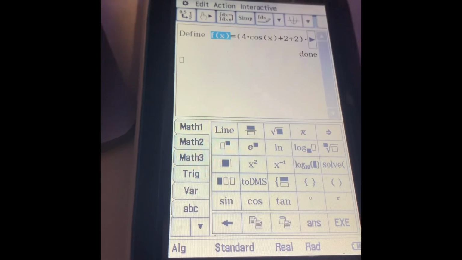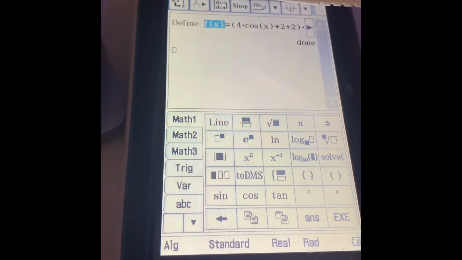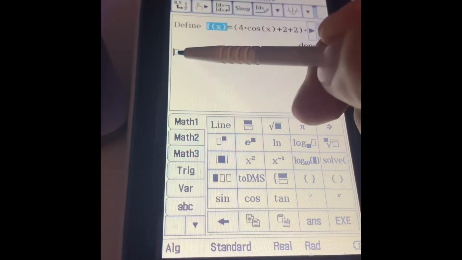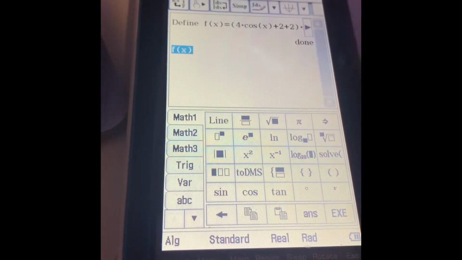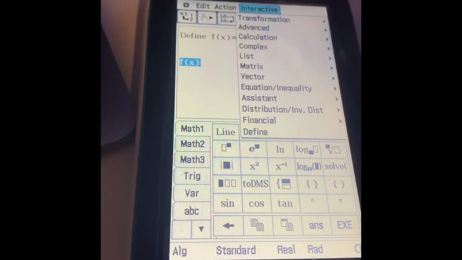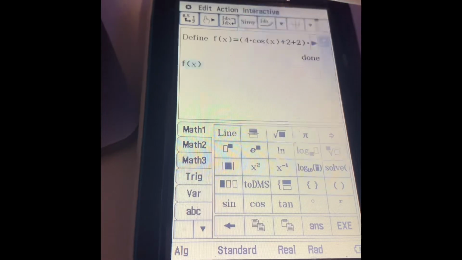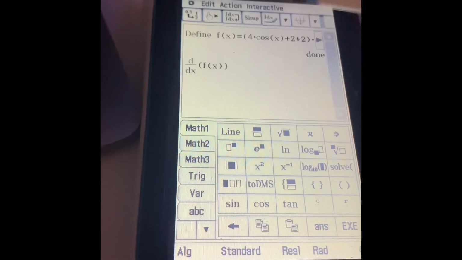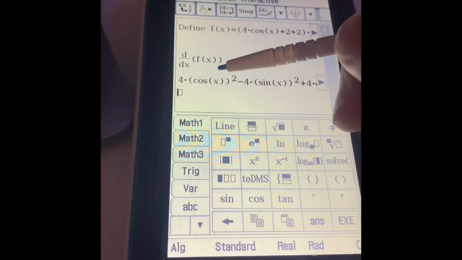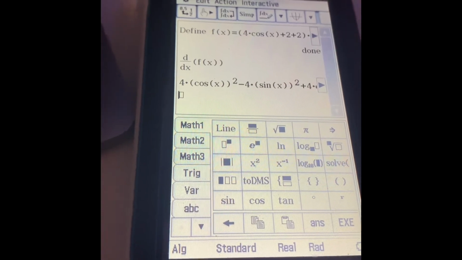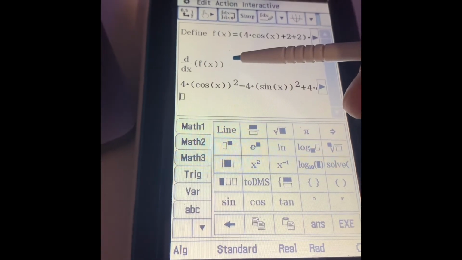to 0, because that's how we find the maximum and minimum, which means stationary points. So we're going to check this down, and then we highlight it, and then we go to interactive, calculation, and differentiate. Okay, and then just okay. All right, so we get something very complicated here, but it doesn't matter. We just need to make the gradient equal to 0.